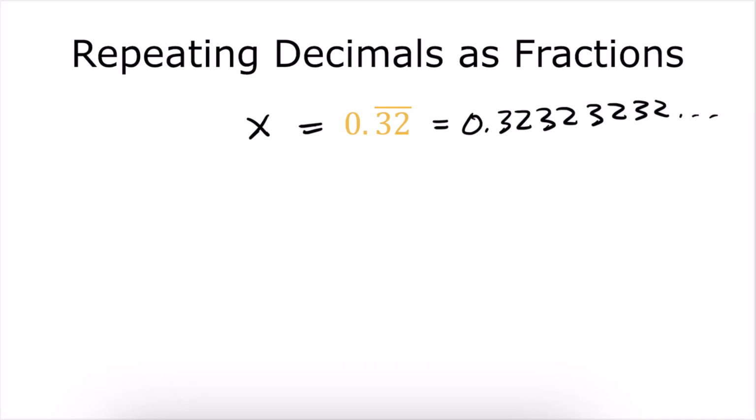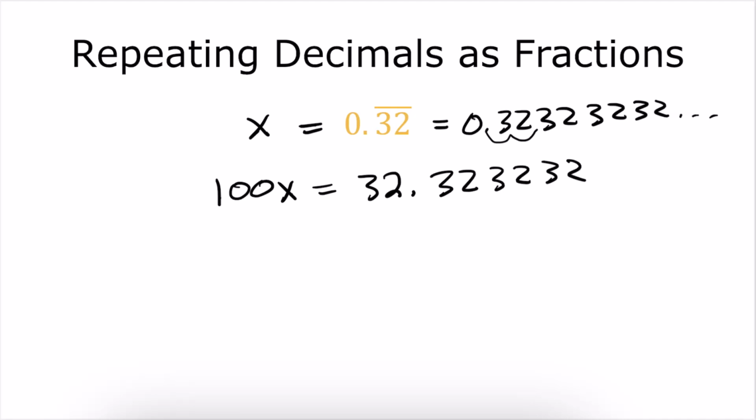And then what you want to do is you want to find either 10, 100, 1,000, 10,000 copies of x. And the way you decide whether it's 10 or 100 or 1,000 or 10,000 is based on how many places the decimal would need to shift to get to the repeating part again. So in this case, it needs to shift twice. So I'm going to multiply by 100, because multiplying x by 100 will give me 32.323232, etc.